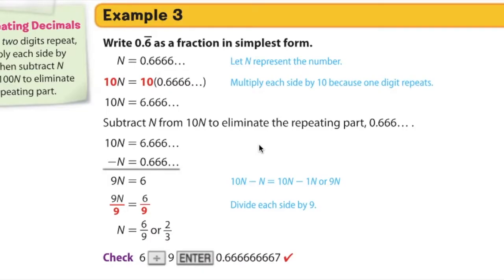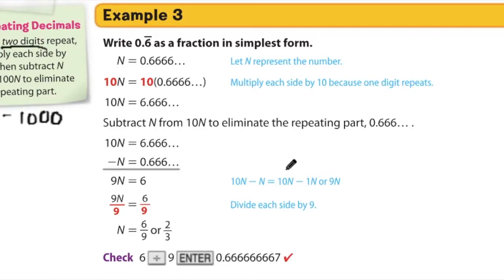In example 3, you will be writing repeating decimals as fractions. And I really want you to take the time to look through this example so you can understand the process. When one digit repeats, we're going to multiply both sides by 10. If two digits repeat, we're going to multiply by 100. And so then if 3 digits repeat, we would multiply by 1,000.